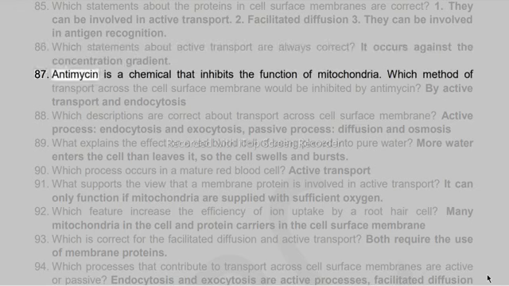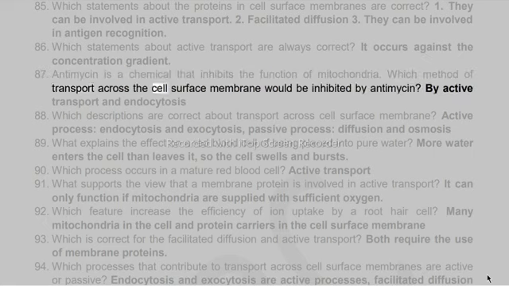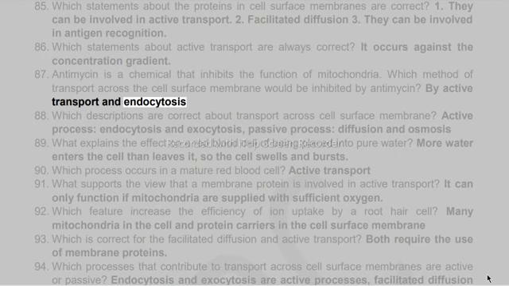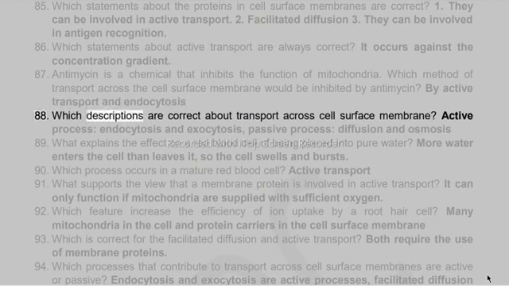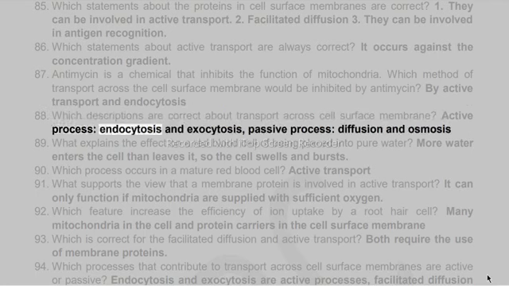87. Antimycin is a chemical that inhibits the function of mitochondria. Which method of transport across the cell surface membrane would be inhibited by antimycin? Active transport and endocytosis. 88. Which descriptions are correct about transport across cell surface membrane? Active process: endocytosis and exocytosis. Passive process: diffusion and osmosis.